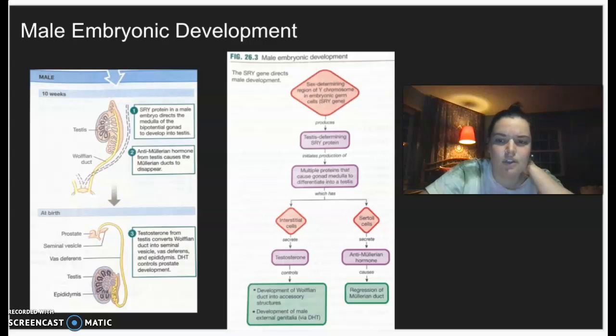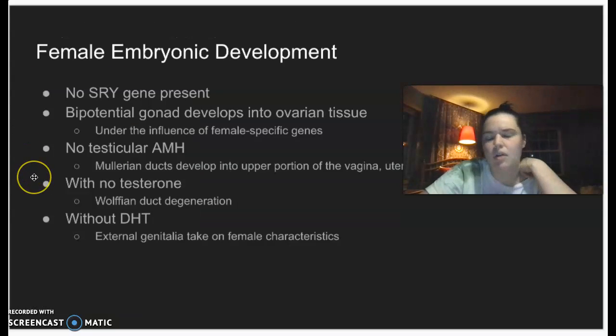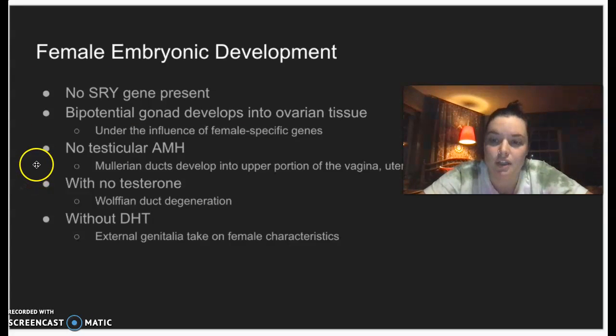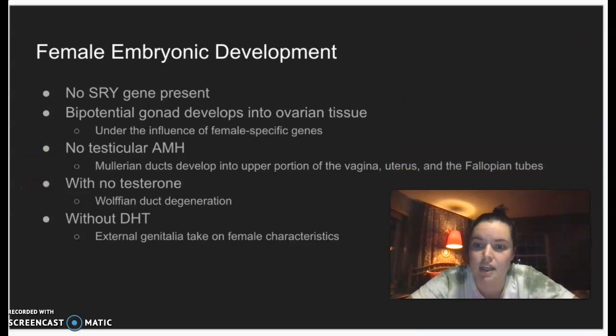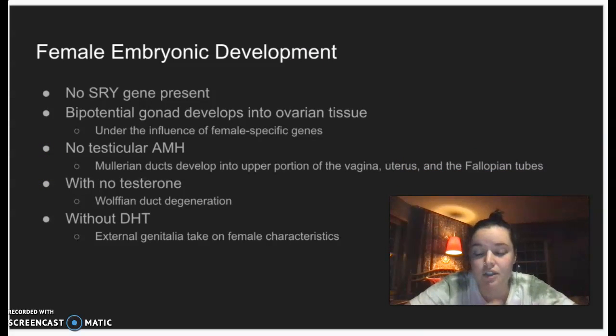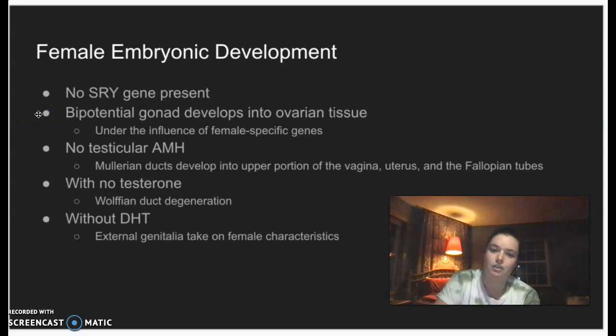And then when we go on to look at the female embryonic development, we can take note from earlier slides that it is in 2 X chromosomes. There is no Y chromosome involved, and the SRY gene is not present. So when we look back at our bipotential embryo, the gonads in the female will develop into the ovarian tissues.